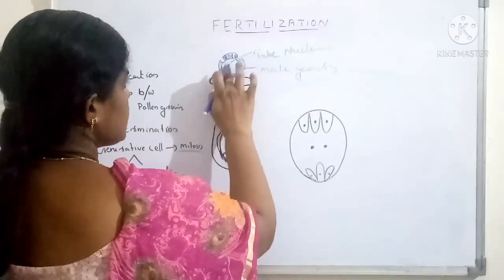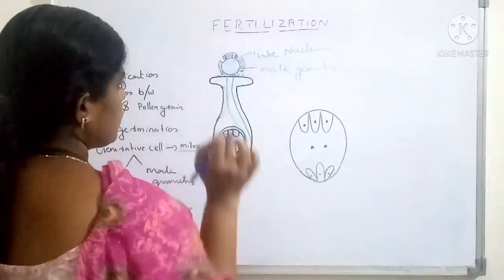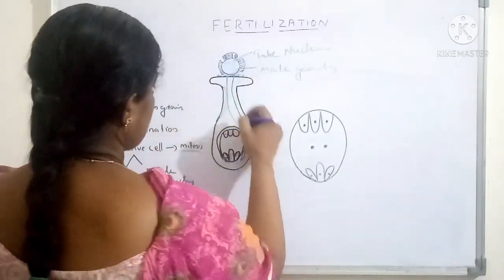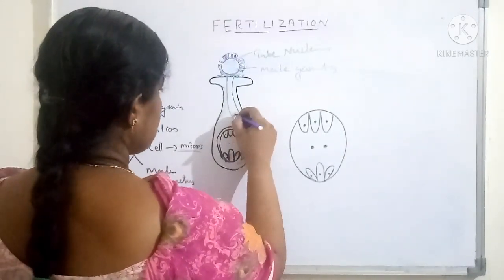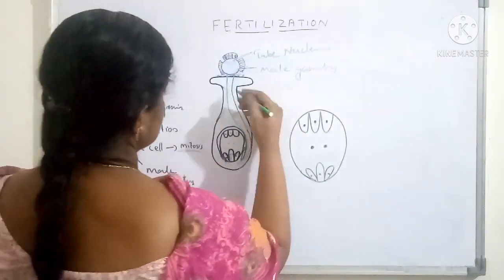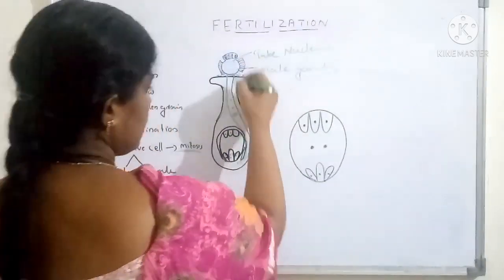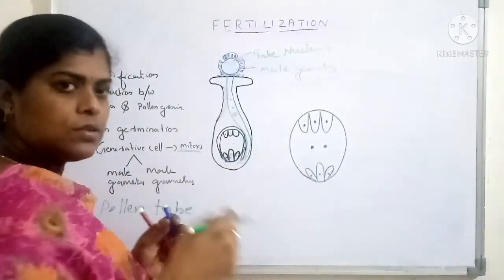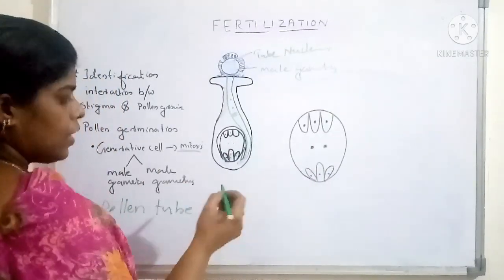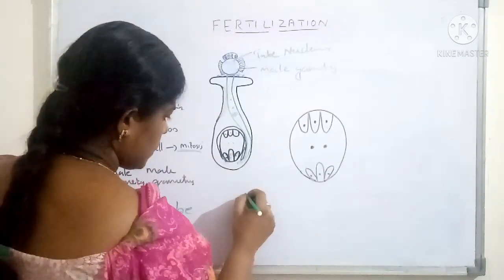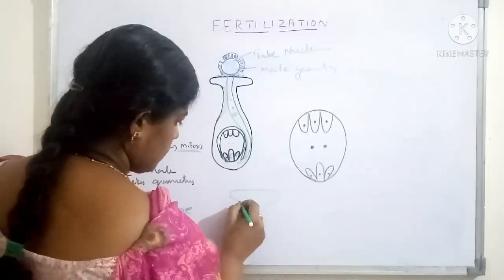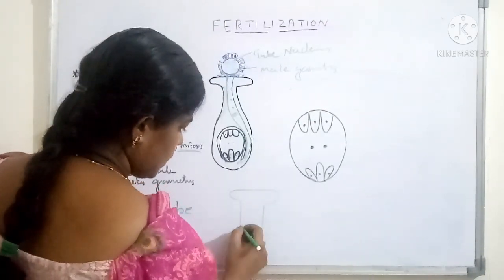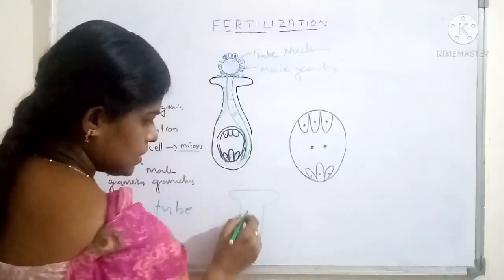I am just erasing this from here and drawing it here. The tube nucleus will be there, and two male gametes and the cytoplasm. Everything will enter into the pollen tube. I am drawing a big picture here. See, this is the stigma and this is the style.